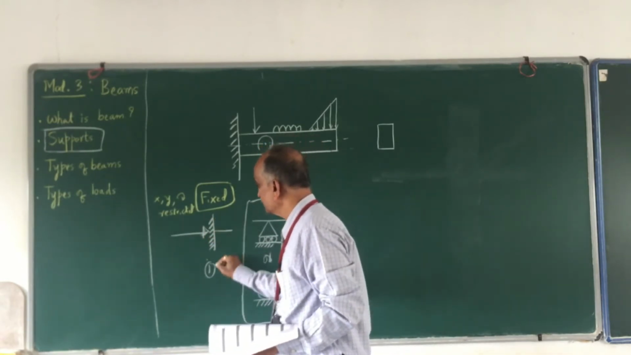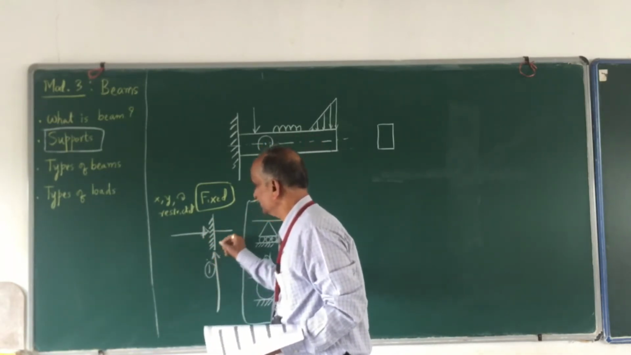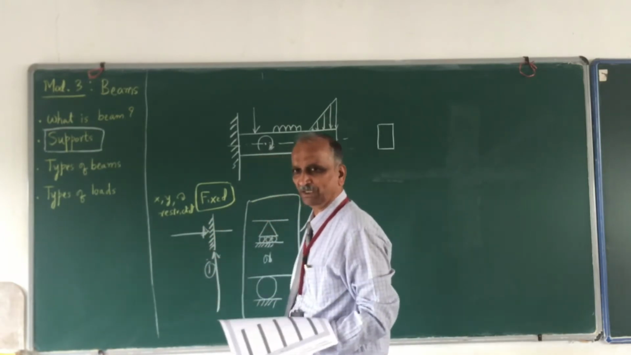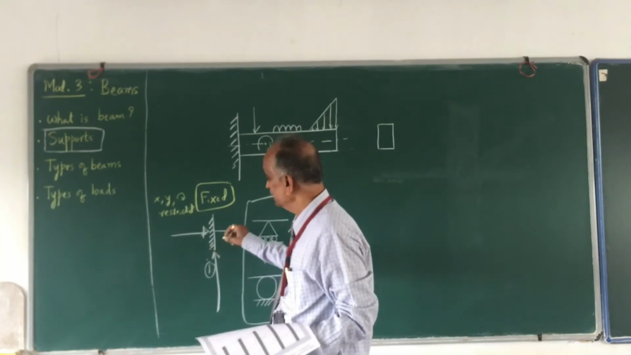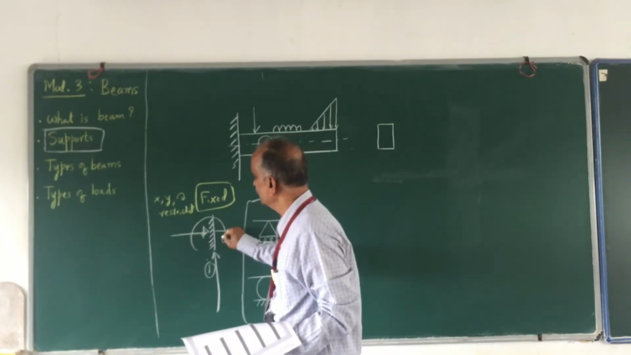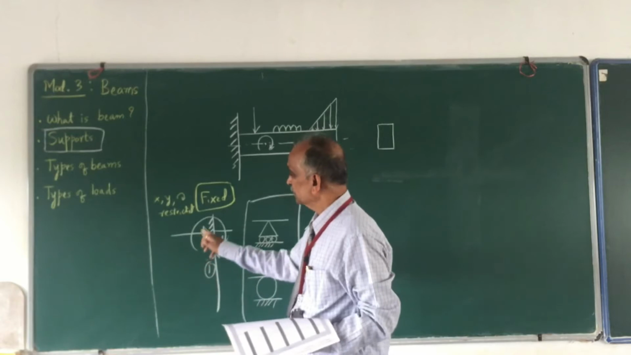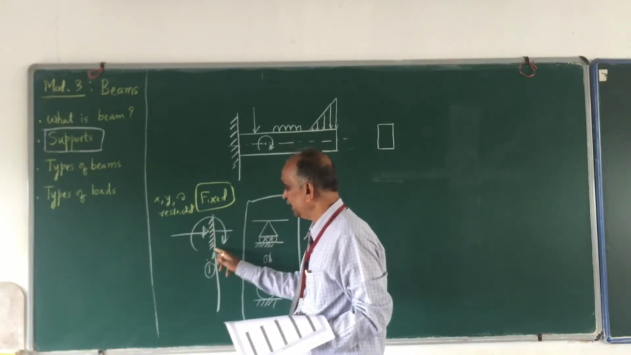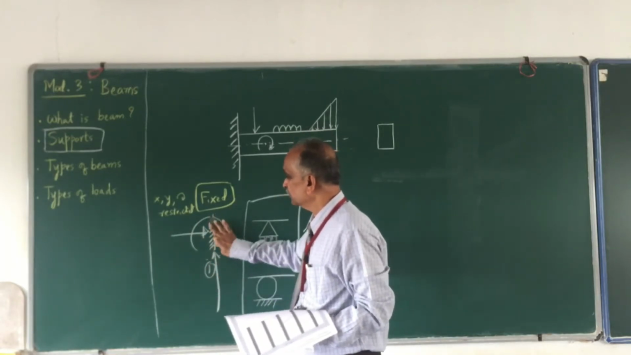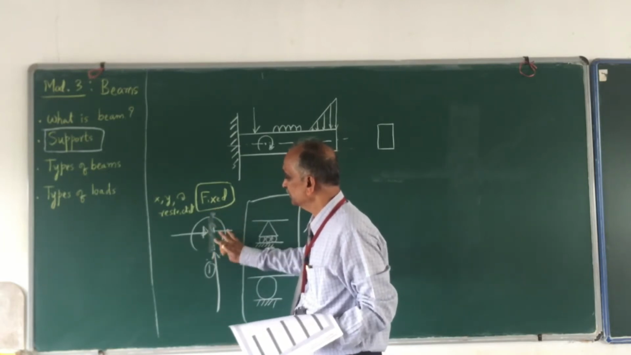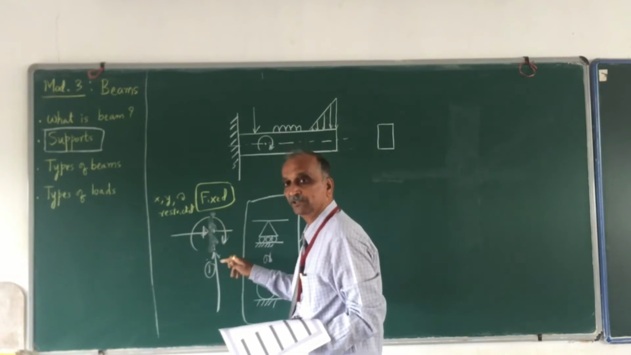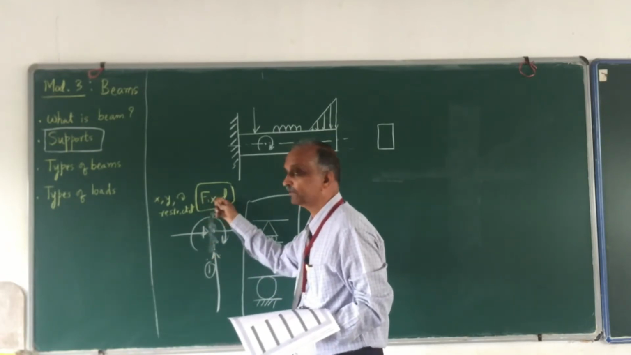This fixed support shall offer a vertical force. It may be in the other direction also, depending upon what the forces are. Then it is also going to offer what is called a moment. These three. If I need to replace this support, then I have to replace it by a horizontal force, a vertical force, and also a moment. That is the meaning of fixed support.